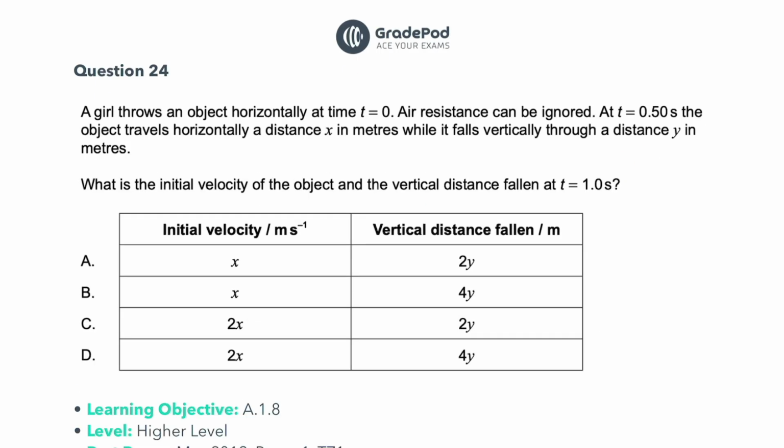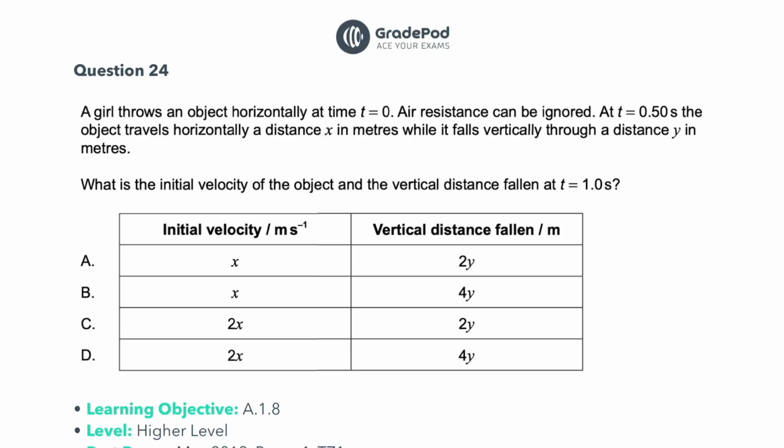Question 24. A girl throws an object horizontally at time t equals 0. The air resistance can be ignored. At t equals 0.5 seconds, the object travels horizontally a distance x in meters, while it falls vertically through a distance y in meters. What is the initial velocity of the object and the vertical distance fallen?